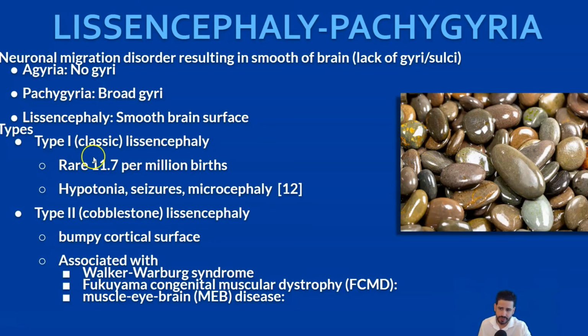So there's two types. Type 1 is classic lissencephaly. It is rare, about 11.7 per million births. Presenting symptoms and signs are usually hypotonia, seizures, and microcephaly, which usually develops by 1 year of age. And then type 2 is cobblestone lissencephaly, which is a smooth brain, but the cortical tissue has a bumpy surface, and it is associated with Walker-Warburg syndrome and muscle-eye-brain disease.